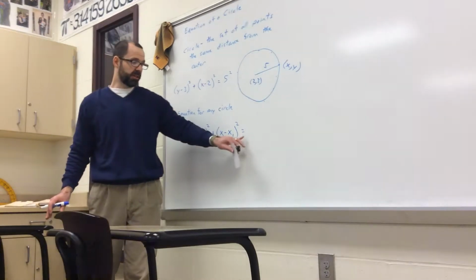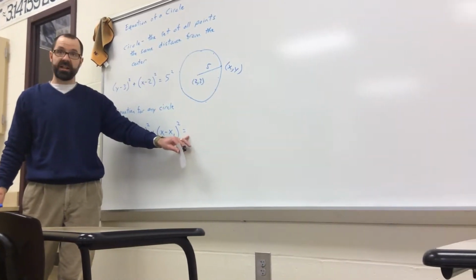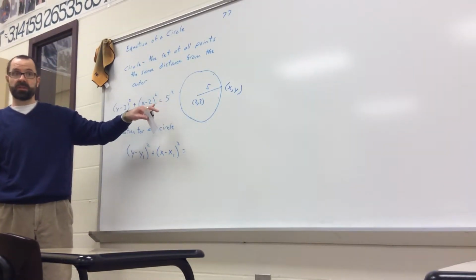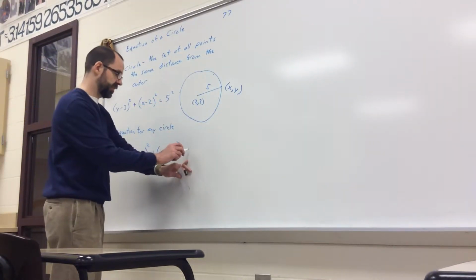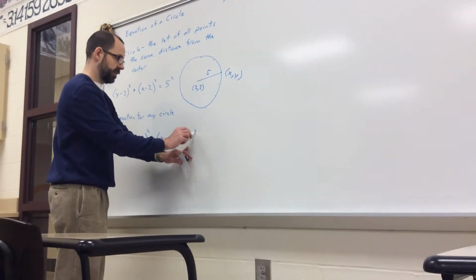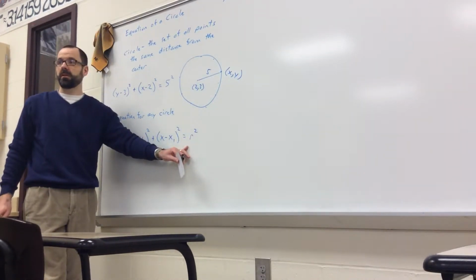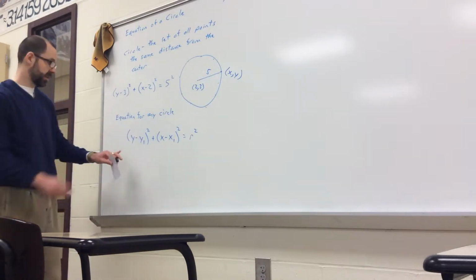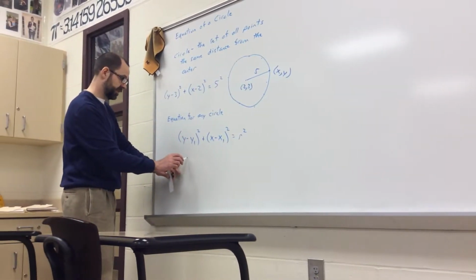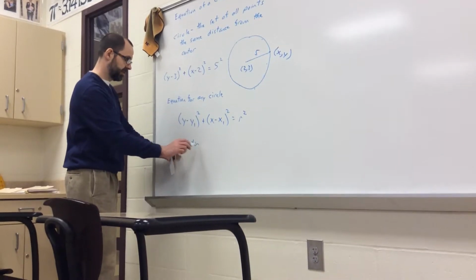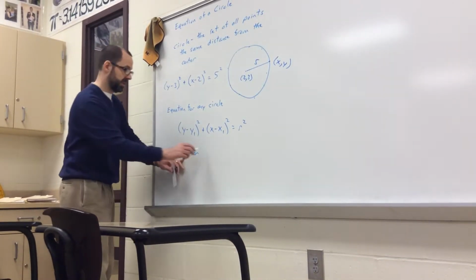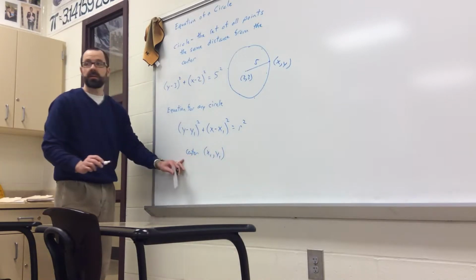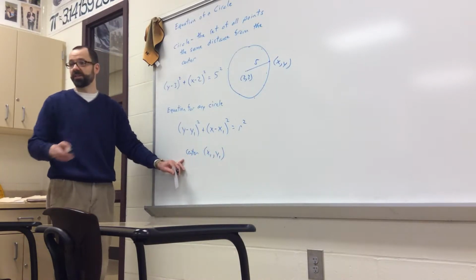and then over here we need to take the radius and square it. Like here we did 5 squared, but 5 was the radius. So in general, we have to take the radius, whatever it is, and square it. All right, so that means that the center for this circle is x1 comma y1. And of course, the radius is r.